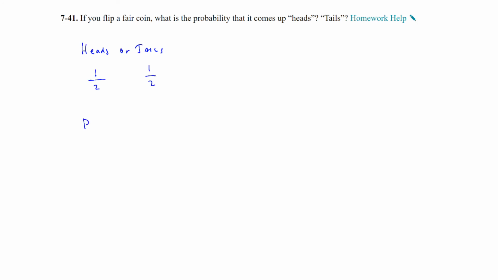Typically the way this is written, if you've done probability before, is we write P, and that stands for probability. The probability of landing on heads is equal to 1/2, and the probability of landing on tails is equal to 1/2. Once again, the 1 represents your favorable outcome, which means there's one possibility, and the 2 represents how many possibilities you have in terms of flipping that coin. So that's what it's asking.